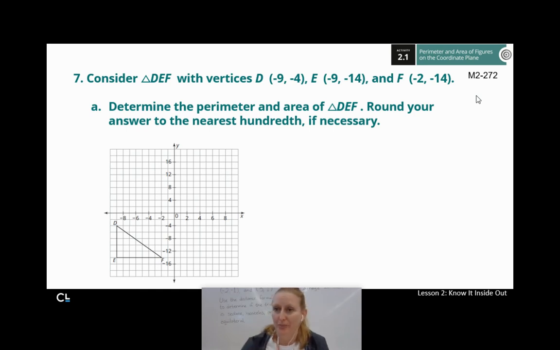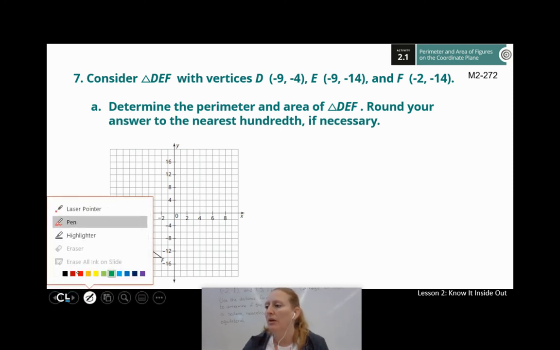You ready? How'd you do? So first of all, I needed to find all the lengths. So I realized that for DE and EF, I could just count them. Please notice the graph is counting by 2s. Did you catch that? So when I counted, it's 2.